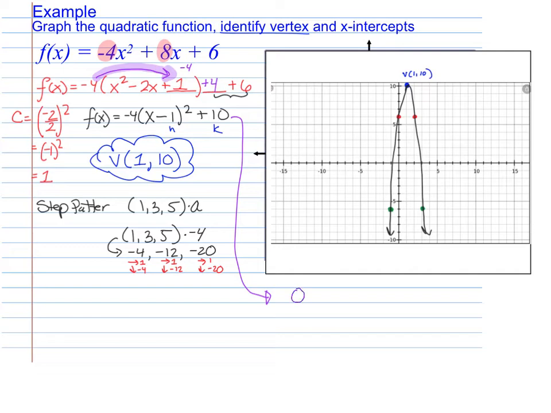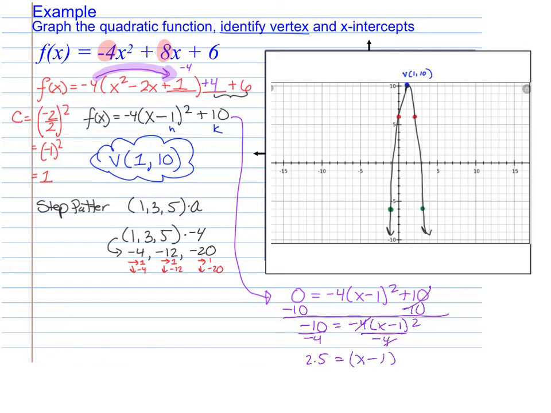So I'm going to have y equals 0, which f of x is technically y. You're going to have negative 4 times x minus 1 squared plus 10, and you're going to use your algebra skills to solve for this value of x. So I'm going to subtract 10 from both sides. Negative 10 is equal to negative 4 times x minus 1 squared. Divide both sides by negative 4. And if you use your calculator, you should get 2.5 is equal to x minus 1 squared.